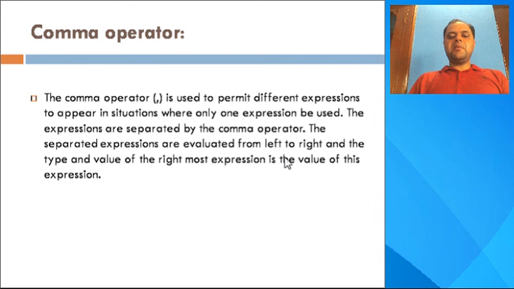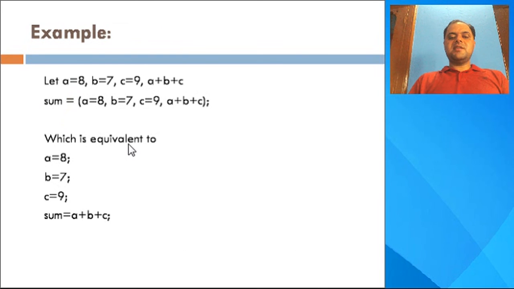The separate expressions are evaluated from left to right, and the type and value of the rightmost expression is the value of the overall expression. So when we write different expressions using comma, the compiler will evaluate the expressions from left to right, and the value of the rightmost expression will become the overall value of our expression. Let's take an example.